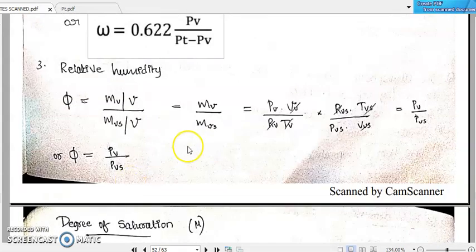Okay, so all of you write these relations on a piece of paper and then study. Then only will these relations remain in your mind.